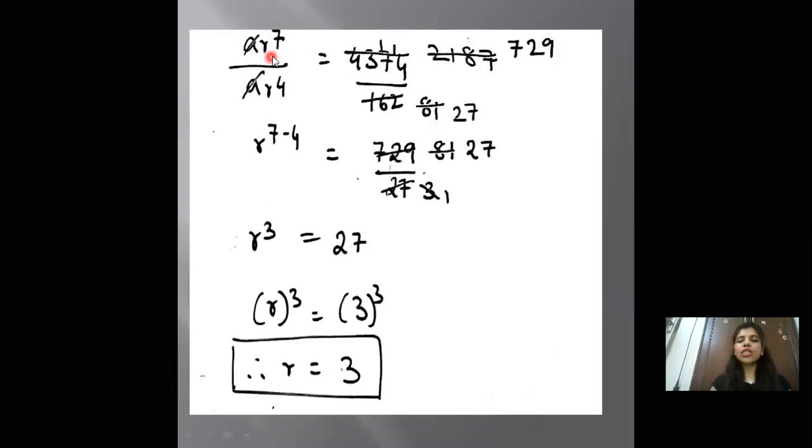A into R raised to 7 upon A into R raised to 4 is equal to 4374 upon 162. Now A gets cancelled. So what you get is, as you can see, R and R, the base is same. So you subtract the indices because it is division. A raised to m upon A raised to n is equal to A raised to m minus n. So R raised to 7 minus 4. Now you have to divide this.